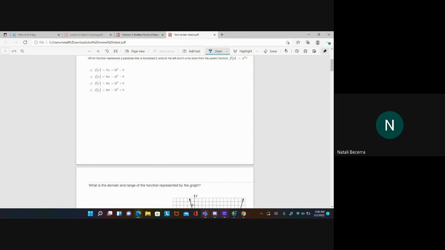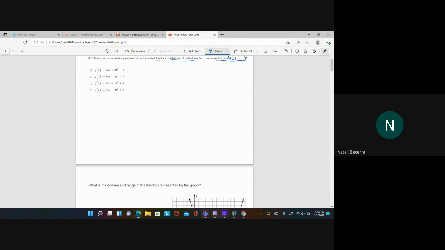All right, number 3. Which function represents a parabola that is translated 2 units to the left and 6 units down from the parent function f of x equals x squared? So you have to remember, if you want to use Desmos here, or actually we are going to use Desmos here. I'm going to show you how to do it in Desmos, and then I'm going to show you how to do it by hand.